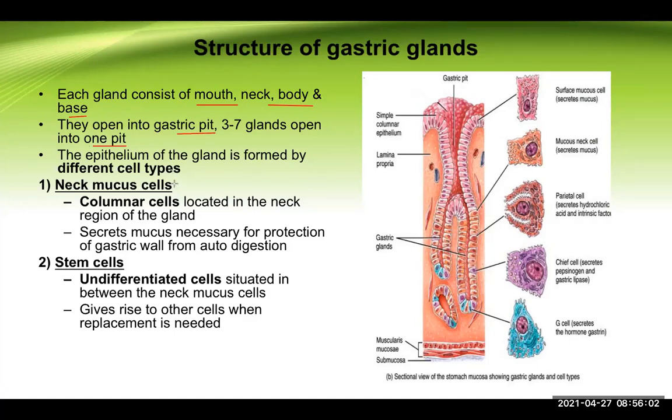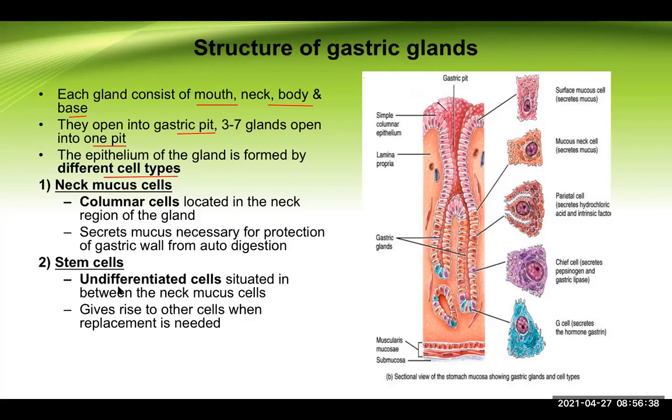The epithelium of the gland is formed by different cell types. Some of the names I've just mentioned here. The important type of cells are called neck mucus cells, which are responsible for the secretion of mucus, as clearly shown here. Some other types of cells are also there, like surface mucus cells. They are also responsible for the secretion of mucus, but the more important ones are the mucus neck cells.